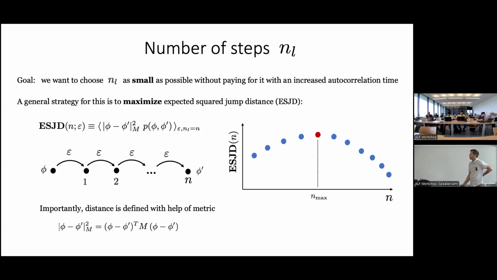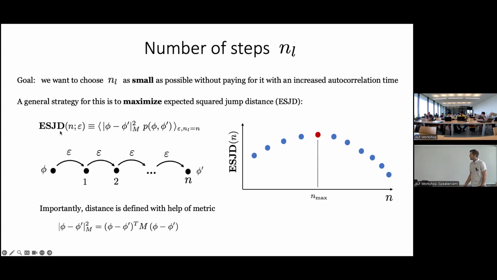And then there's also the number of steps, which is called NL. The goal with NL is that we want to choose it to be as small as possible, because NL is what enters linearly into the cost of your algorithm. It's the number of expensive computations that you have to do. So you want to make it as small as possible without paying for it with an increased autocorrelation time, because then you'll just lose what you gained. And a general strategy for this is to maximize what's called the expected squared jump distance.